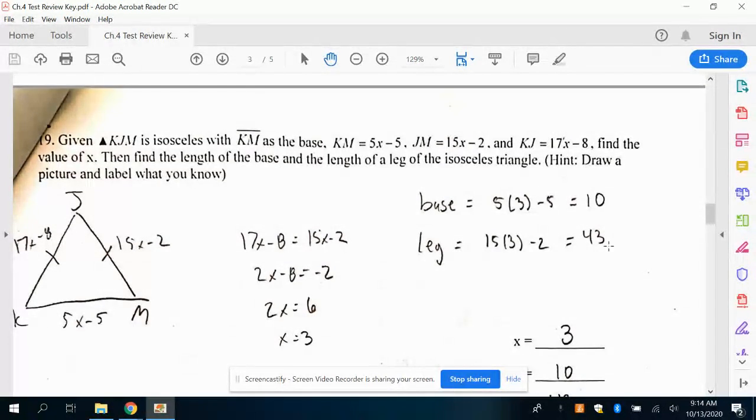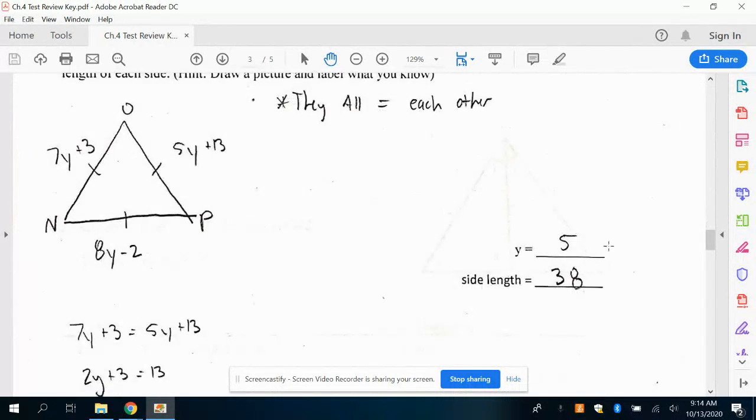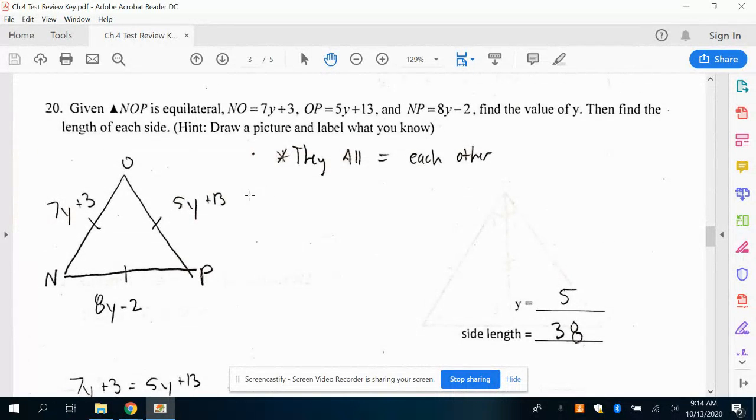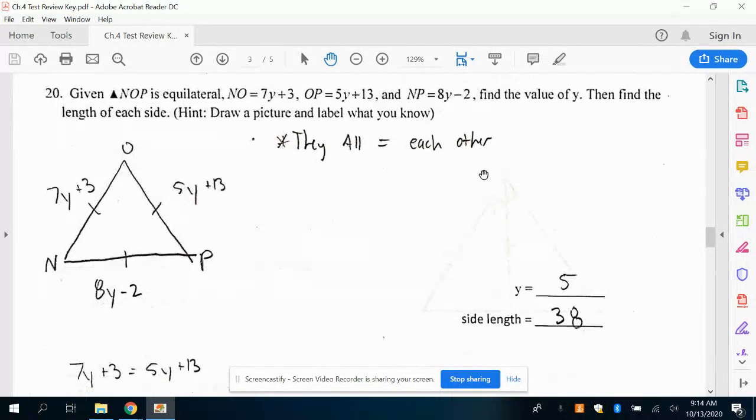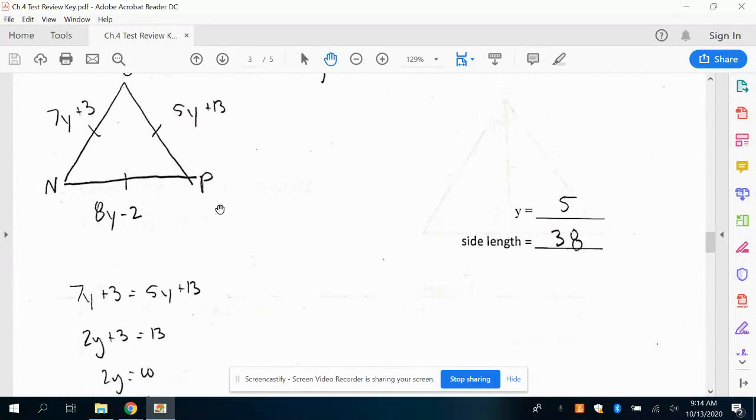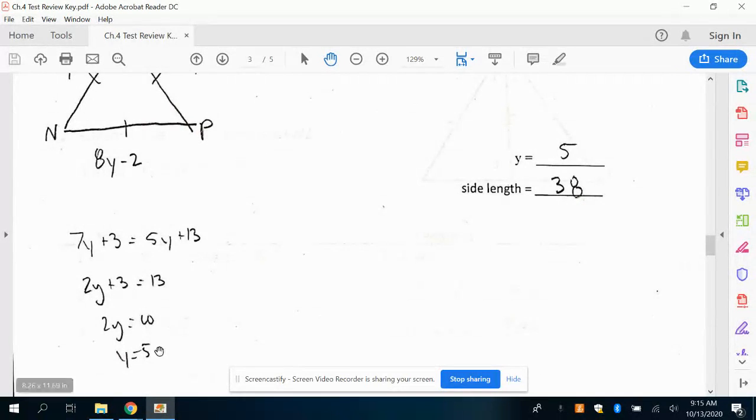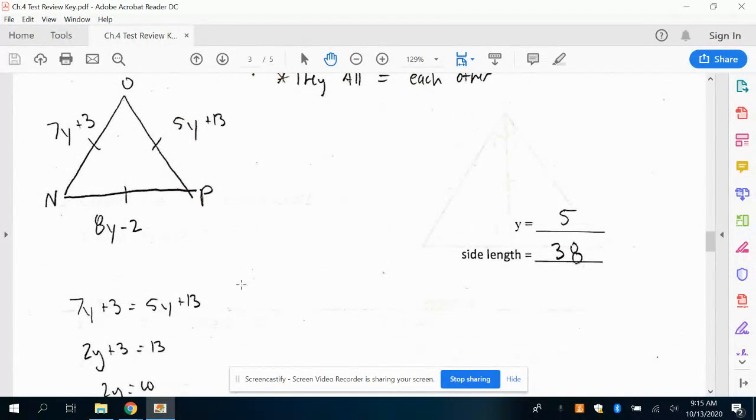So that's 19. For 20, this time you have an equilateral. So again, I drew a picture, I labeled the sides. An equilateral has all sides that are congruent. So I kind of indicated that right here. So to find y, you just got to pick any two sides. It really doesn't matter. You can pick any two. I did 7y plus 3 and 5y plus 13, and you get y to be 5. And then you just plug that in to get the side length. But again, you could do either of them.